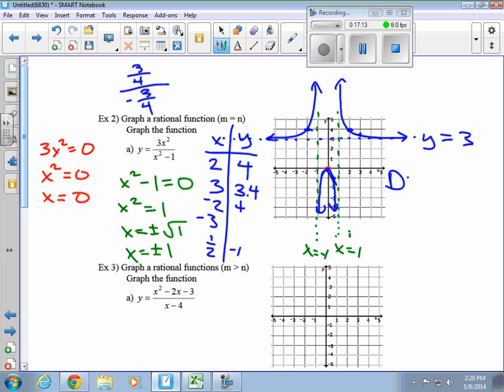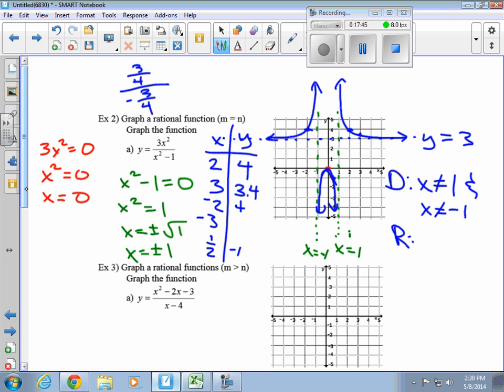Domain. Who thinks they could tell us the domain? Good. All real numbers except it can't be negative 1 and it can't be 1, right? Because they're not in our domain. They're not values of x. So x cannot equal 1 and x cannot equal negative 1.